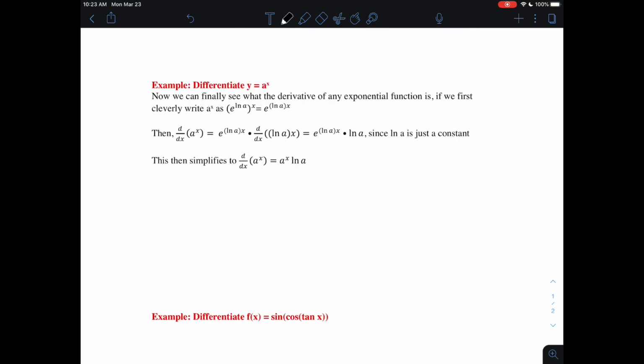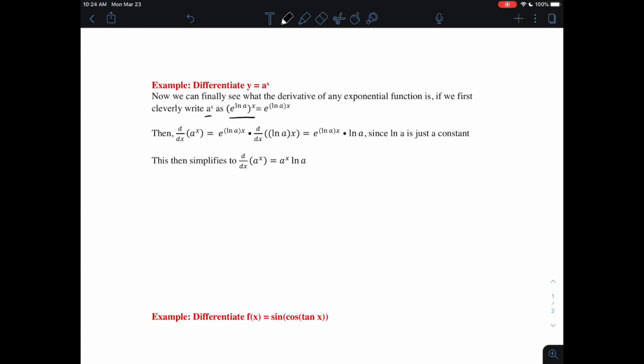Now that we have this chain rule pretty well established, we're going to use it to answer an open question we had from a couple sections ago. We never really figured out what was the derivative of any exponential function. We only did this for e to the x. So now in this example, we want to differentiate y equals a to the x. And the first thing that we're going to do is rewrite a to the x in this way.